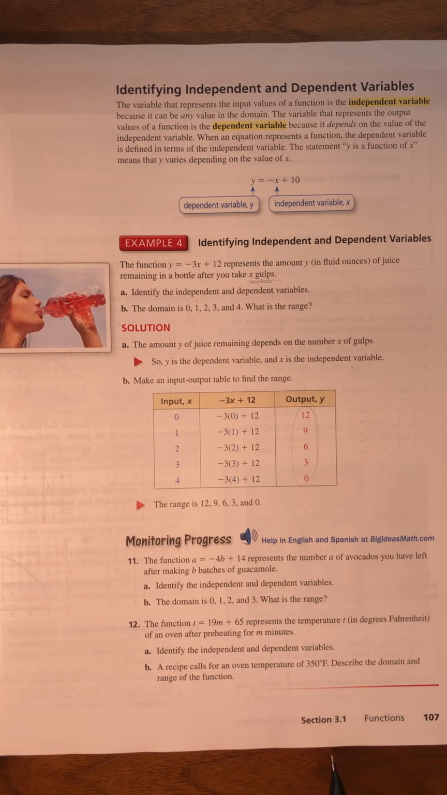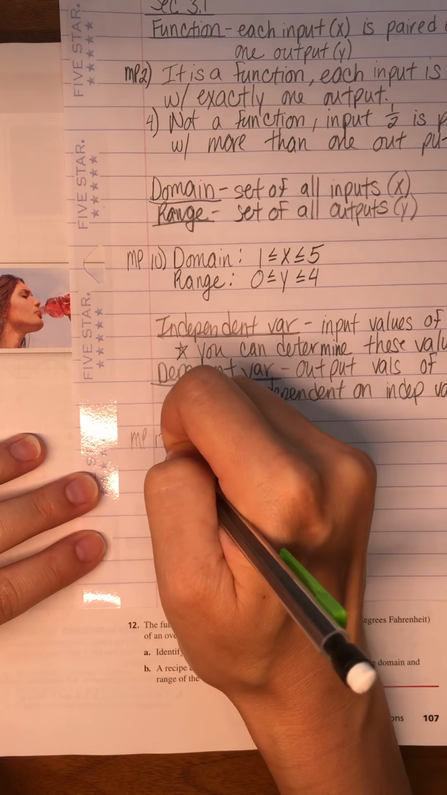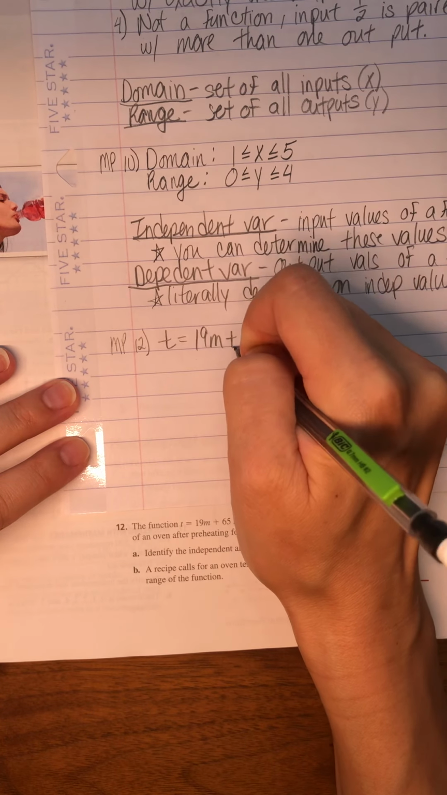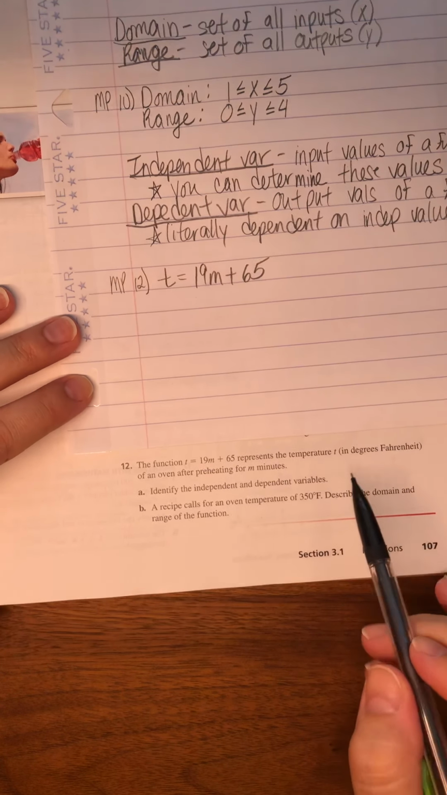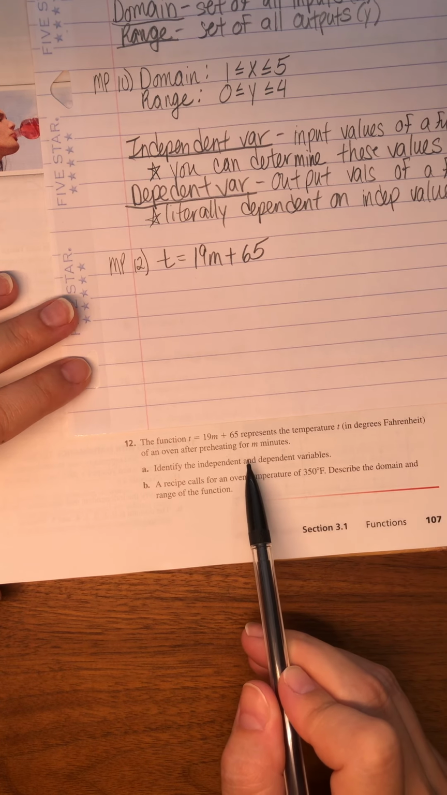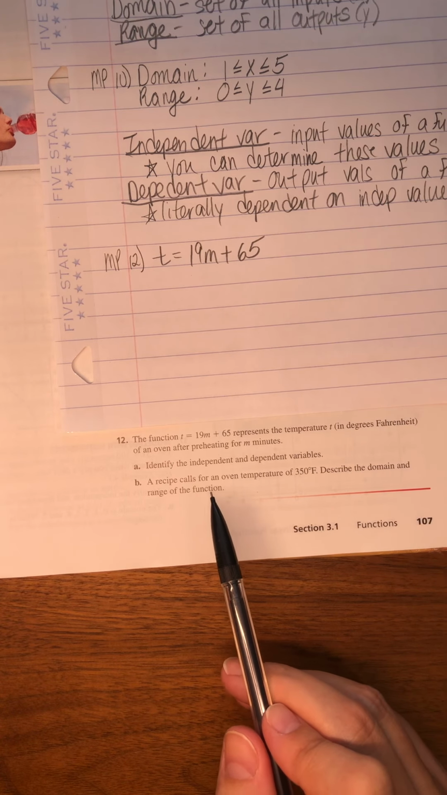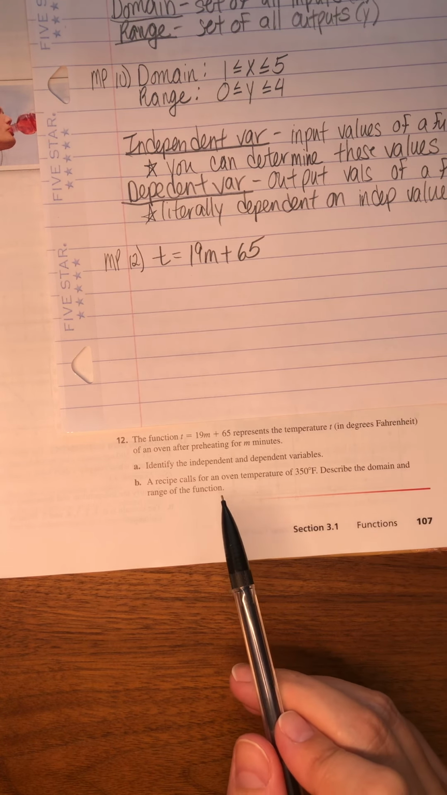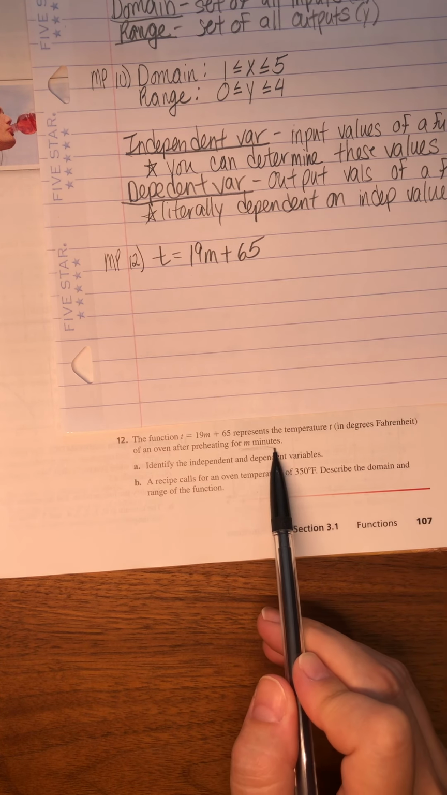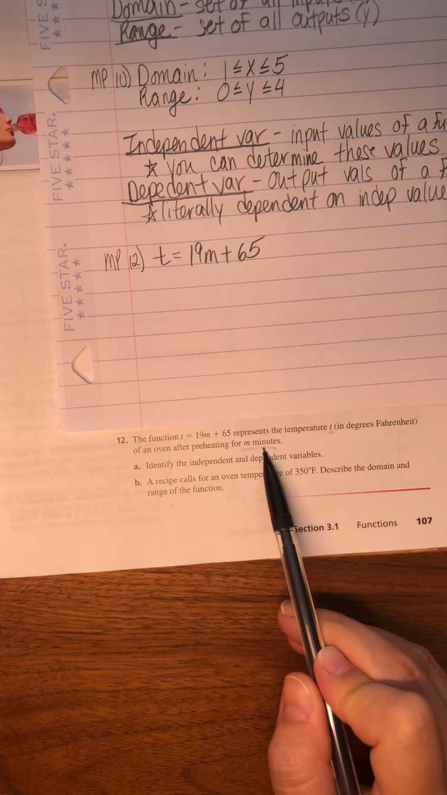Let's do another example like this. We're gonna look at monitoring progress number 12. So it says the function t equals 19m plus 65 represents the temperature in degrees Fahrenheit of an oven after preheating for m minutes. So think about what you have control over. You have control over the time. How much time are you gonna wait before you check the temperature? So the m minutes, that's the independent variable. Whereas the temperature literally depends on how many minutes have passed.